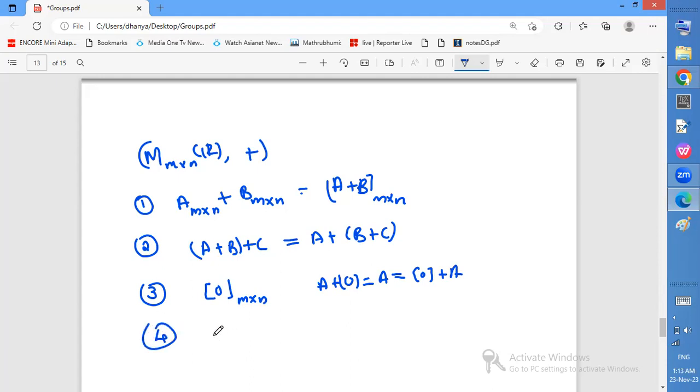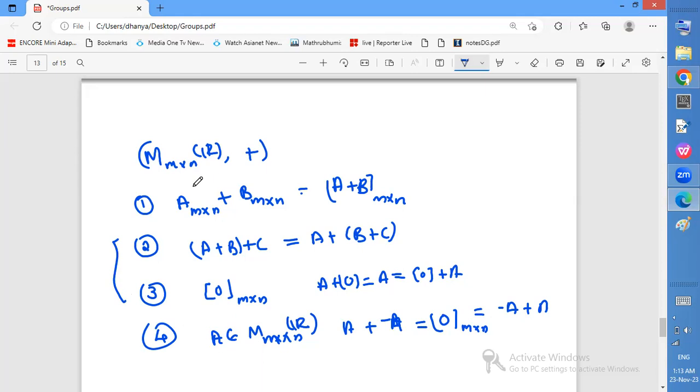Now finally, existence of inverse. Given an element A belonging to the set M_{m×n}(R), what will be the possible inverse? It will be minus A. If A belongs to this set, minus A will also be an element of the set. What about A plus minus A? A plus minus A is equal to the zero matrix of order m by n, which is equal to minus A plus A. That means there exists an inverse for each element corresponding to this operation. So from all these properties, we can say that this set together with this operation forms a group.